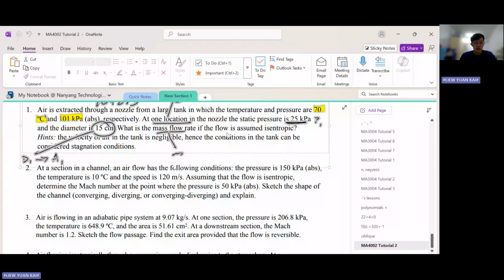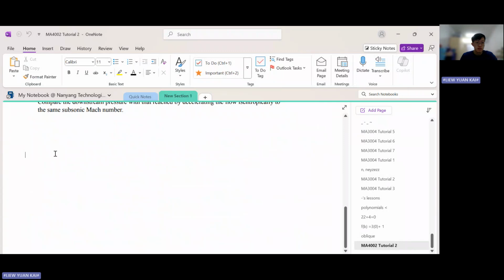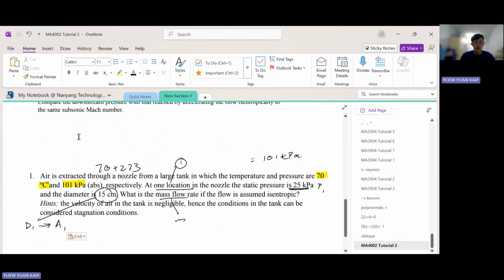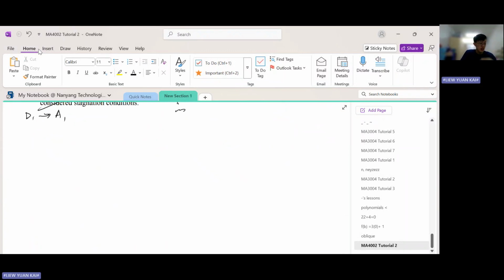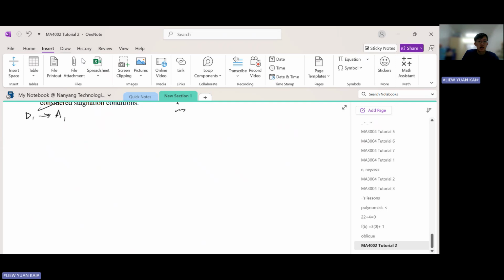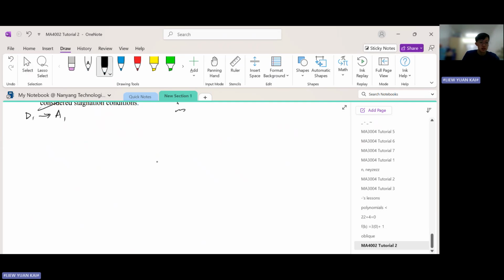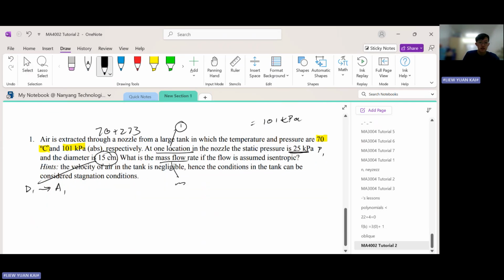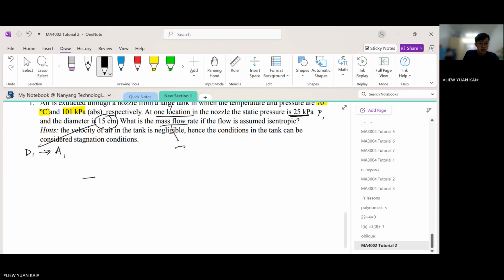So let me just copy this down here. Anyways, let's get started. A good habit is to draw out this problem. So we start out from a large tank. So this is going to be my large tank. This is the stagnation point of the large tank. And then this is some flow, and it goes down to a point we label as point one.